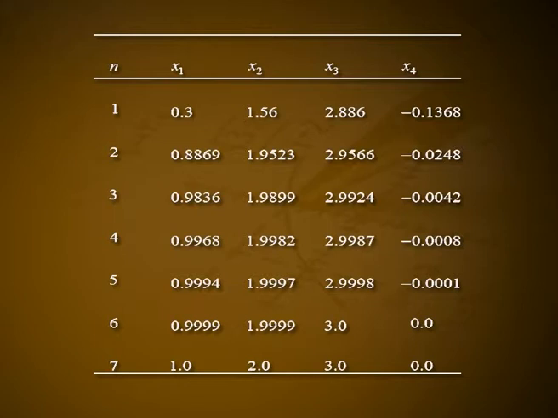By fourth approximation, they are 0.9968, 1.9982, 2.9987 and minus 0.0008. By the fifth approximation, x1, x2, x3, x4 values are respectively 0.9994, 1.9997, 2.9998 and minus 0.0001. By the sixth approximation, they are 0.9999, 1.9999, 3.0 and 0.0. And by the last, the seventh approximation, they are 1, 2, 3 and 0.